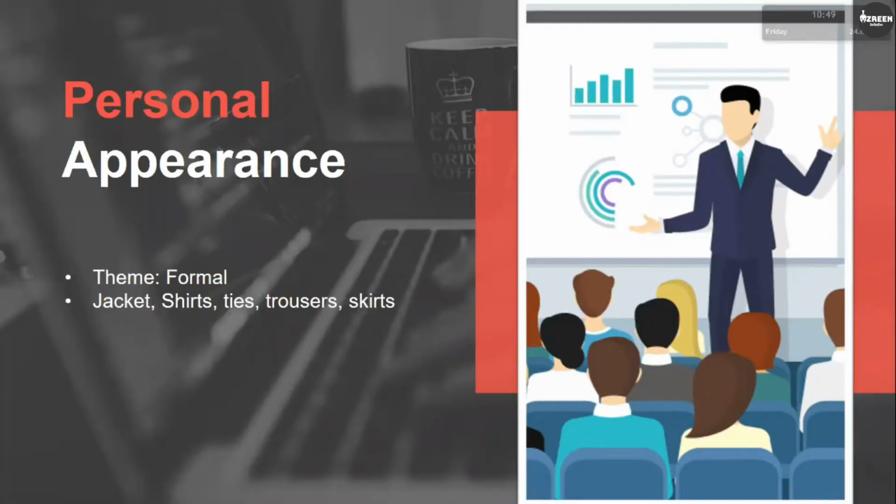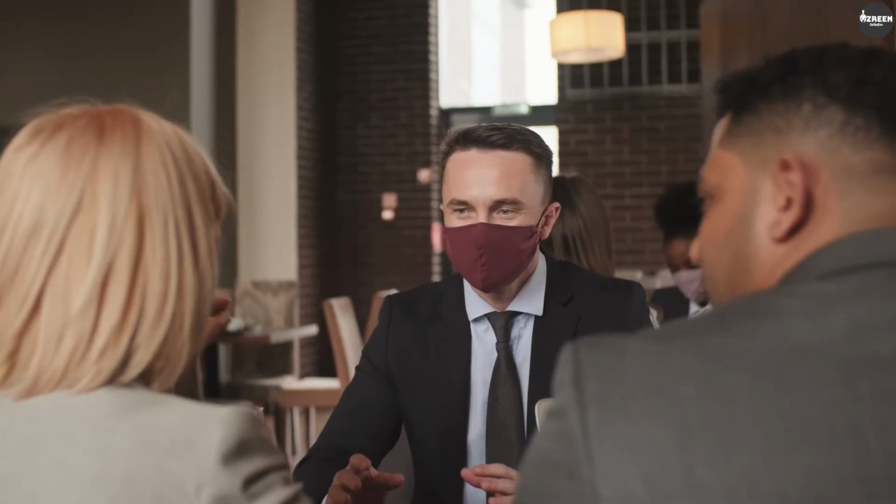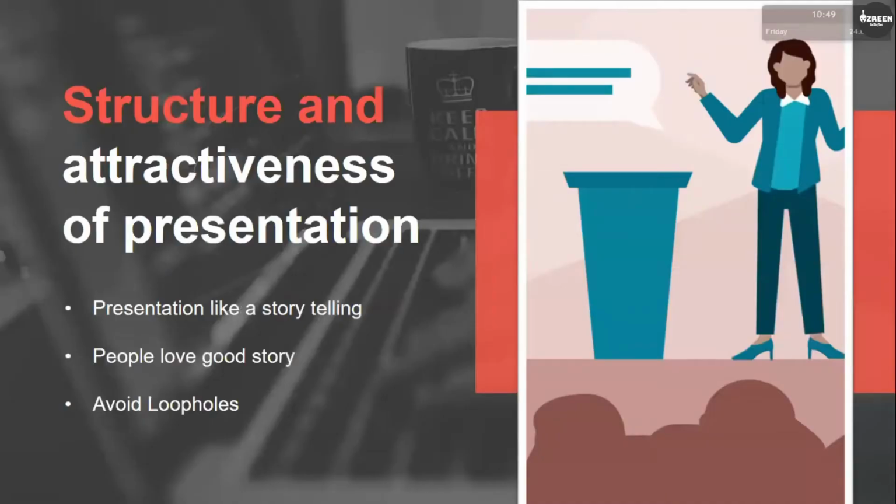When you go to the Viva room, you might want to make yourself presentable. What I'm saying is your personal appearance has to be good. You have to wear formal attire with a jacket, with the tie on, because people are going to judge you within the first glance. Number 2, the structure and attractiveness of the presentation.